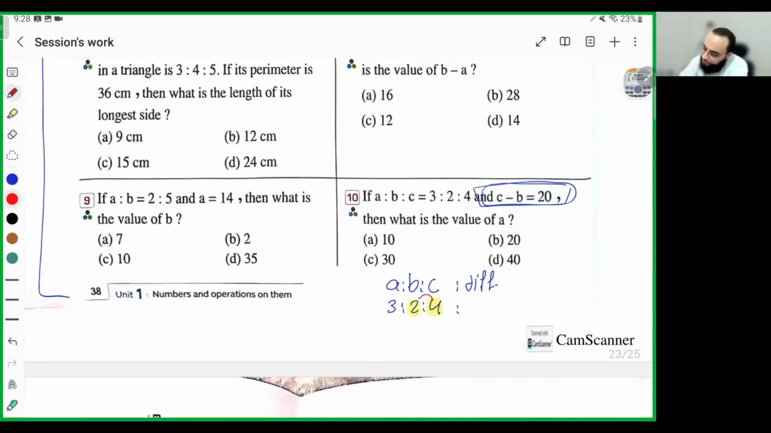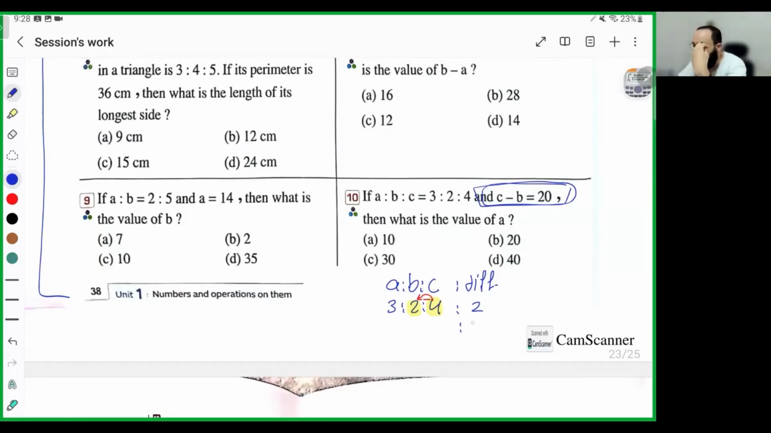4 minus 2. I know the value of A without the value of A. Here, he gives you the difference between C and B. Then it's a difference question. But in the difference question, you have to subtract only C and B, C and B only, without A. Okay. Wait a minute. What's below 2?